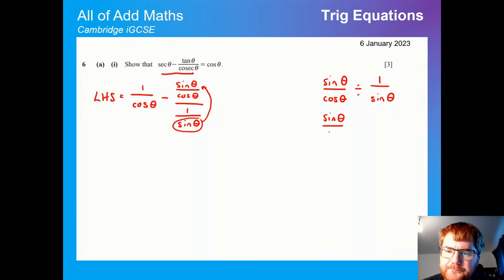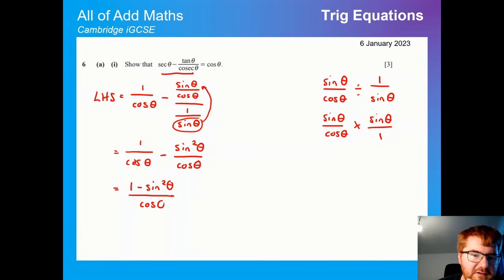Okay, well, we've got the same denominator here, so that's kind of handy. So we can just put the two fractions together directly. So we get 1 minus sine squared theta all over cos theta. Again, just have to have faith that it is going to simplify down. You're going to get cos theta at the end.